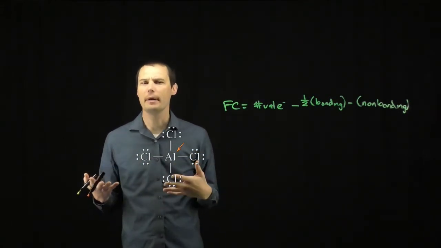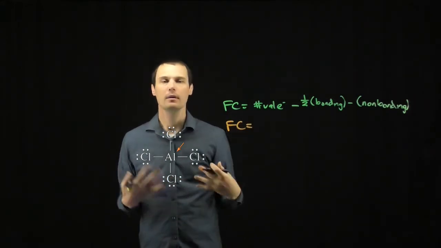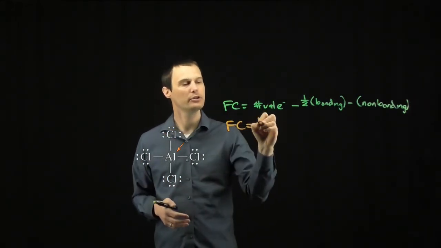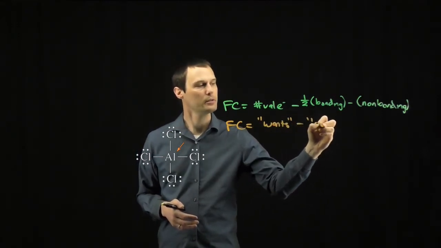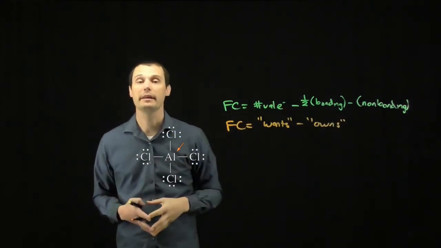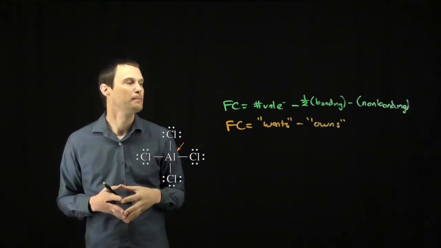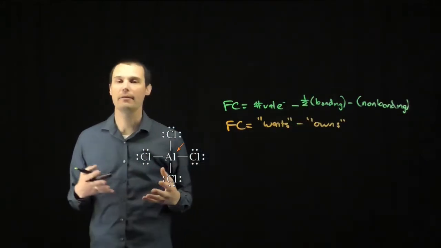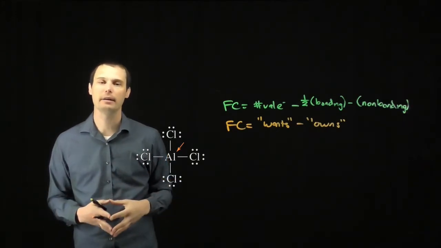I like to go with a mnemonic for this formula that works better for me and rolls off the tongue a little bit easier. For me, the formal charge is wants minus owns. What does that mean? Wants is the number of valence electrons that the element wants to have in its neutral state. Owns is what we have up here. Half of all is the number of electrons that it owns. It owns half of the bonding electrons and all of the non-bonding electrons.